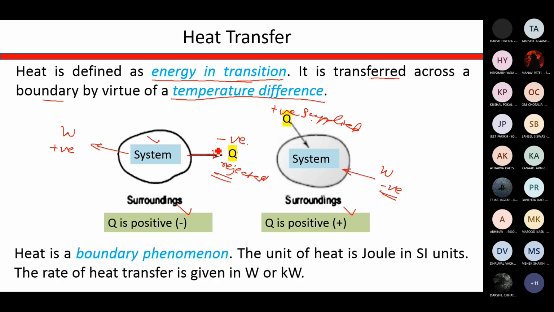This last line is important. Heat is a boundary phenomenon. As we talked about, it happens at or crosses the boundary. The unit of heat is joule in the SI system, and the rate of heat transfer means per unit time. The rate of heat transfer is given in watt or kilowatt. So it will be joule per second or kilojoule per second, right? Watt or kilowatt.